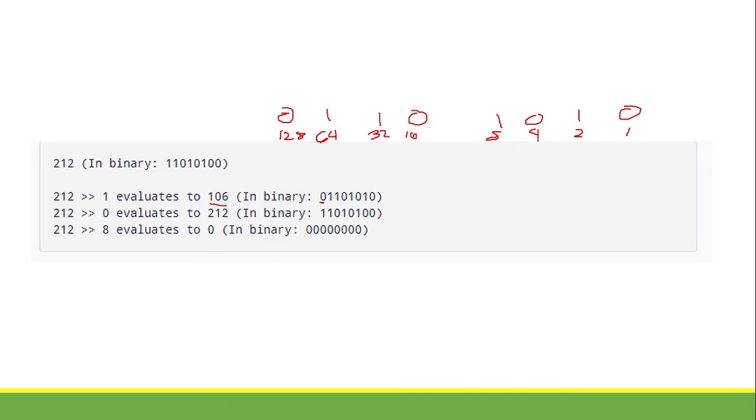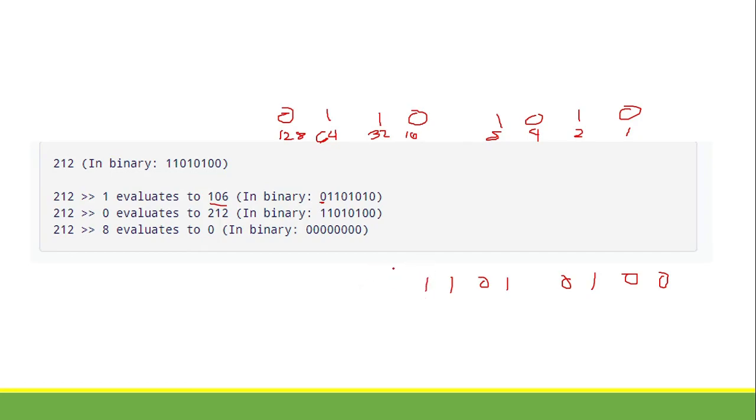So kapag naman signed right shift 0, so walang madadagdag. Kapag naman signed right shift 8, so ang nangyari is 0. So paano naging 0 yung sagot? Di ba ito yung binary natin? 0, 0, 1, 0, and then 1, 0, 1, 1. So tinulak siya ng 8 beses. Dinagdagan siya ng 0 na 8 beses. Parang isipin nyo na lang, tinulak siya ng 8 beses.